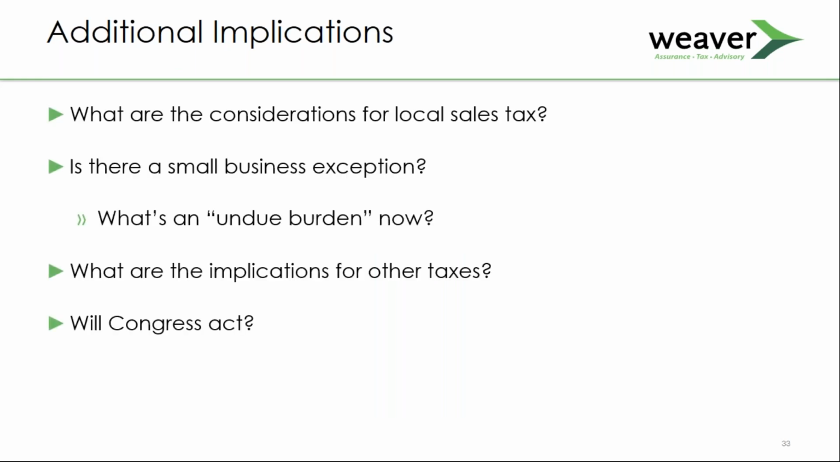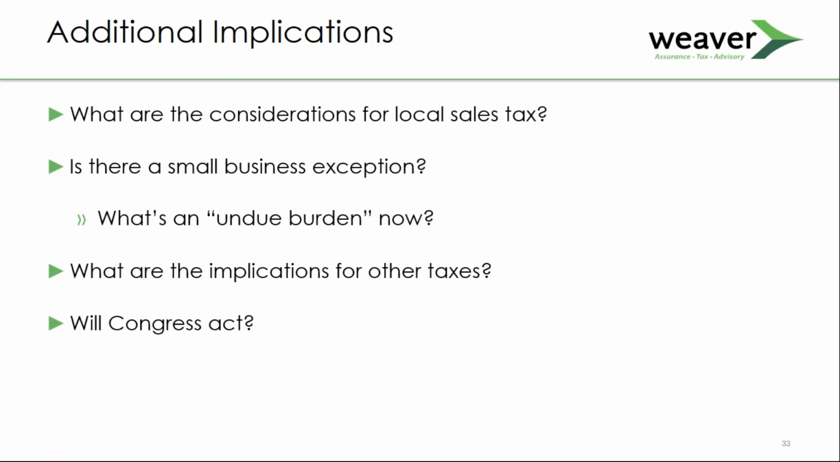All right, here are some additional implications to consider. What are the considerations for local sales tax? Is there a small business exception? There is. We don't know if it can go lower, though. We just know that the Supreme Court said $100,000 in annual sales or 200 separate transactions. But we don't know if that can be lower. We know where it is right now, at least.